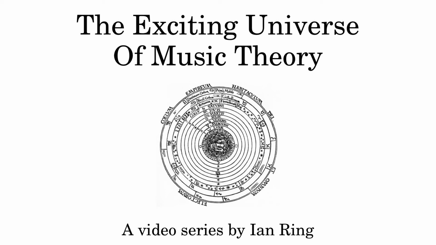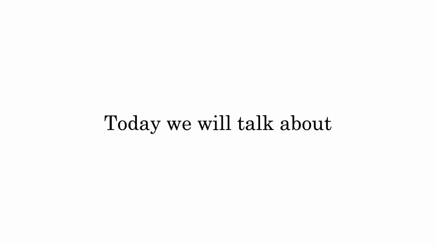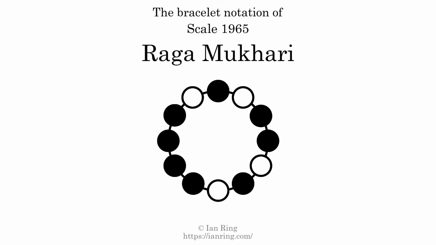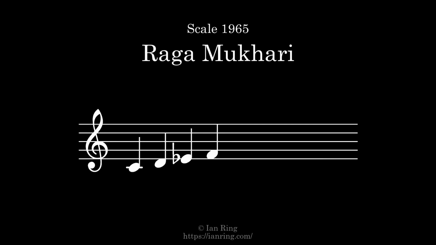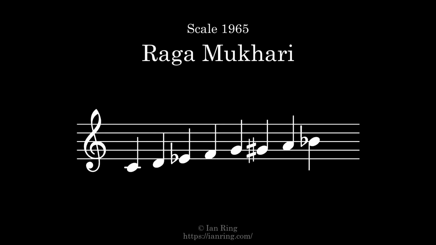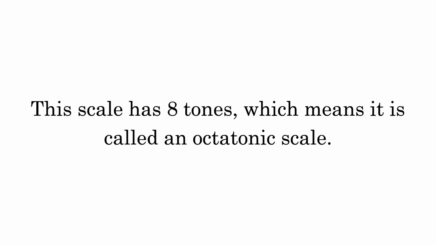Welcome to the exciting universe of music theory. Are you ready to learn? Then let's begin. Today we will talk about Scale 1965, Raga Mukhari, which sounds like this. This scale has 8 tones, which means it is called an octatonic scale.